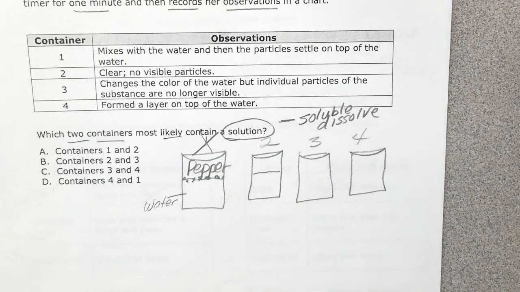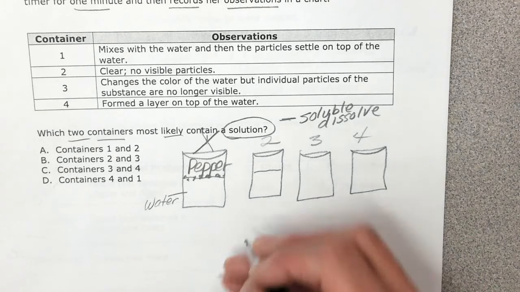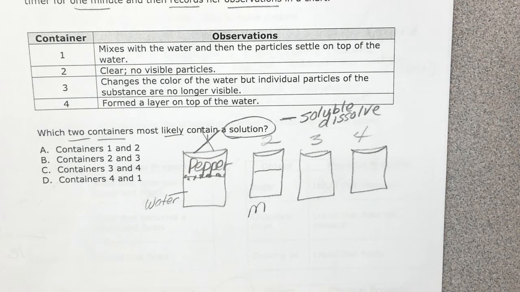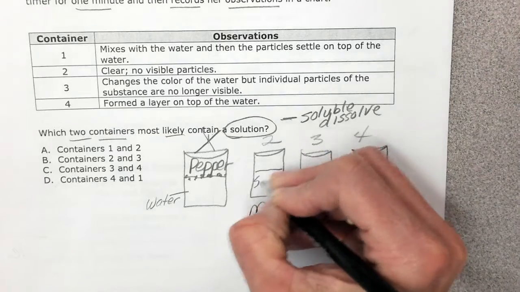So, Jordan, if it's clear with no visible particles, would that be a solution? Yeah, it would be. So that's a maybe. What could that be, Jordan? What 2 things could we add where we would stir and then we wouldn't see anything? What are 2 things that we have? They're up there on the board. Well, that would dissolve and leave the water clear. Salt. It could be salt, would be one.